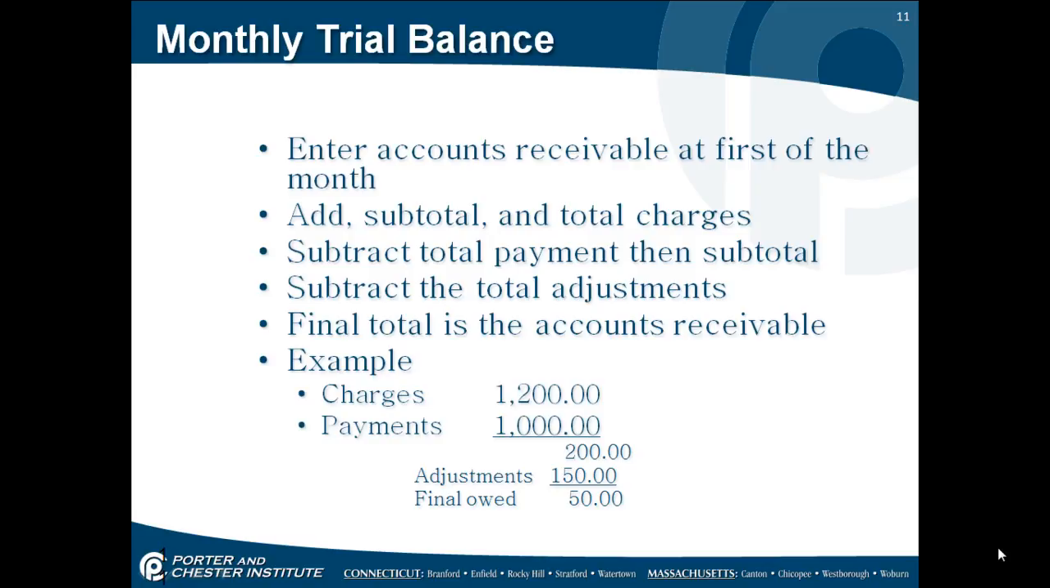Here's an example. Your charges are $1,200. Your payments are $1,000. So you have $200. Your adjustment is $150. The final owed would be $50.